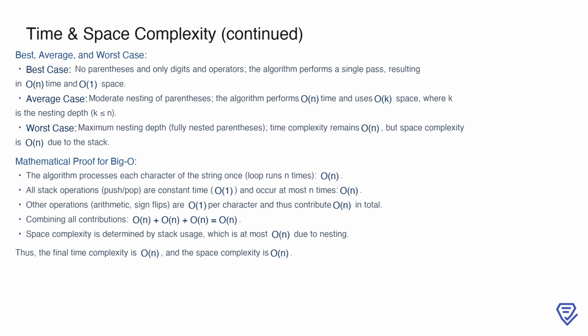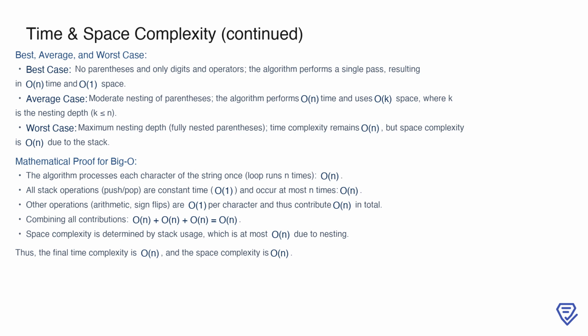From a mathematical perspective, each character is processed once in a loop, contributing O(n). Stack operations like push and pop are constant time, and since they occur at most n times, they contribute O(n). Arithmetic operations are also constant per character, adding another O(n).